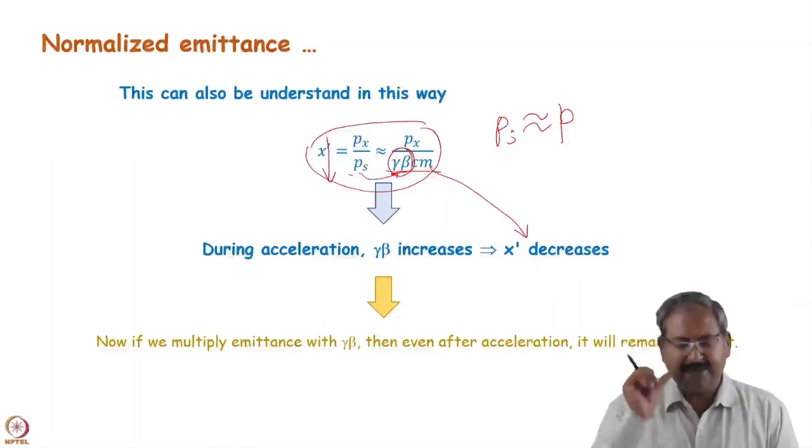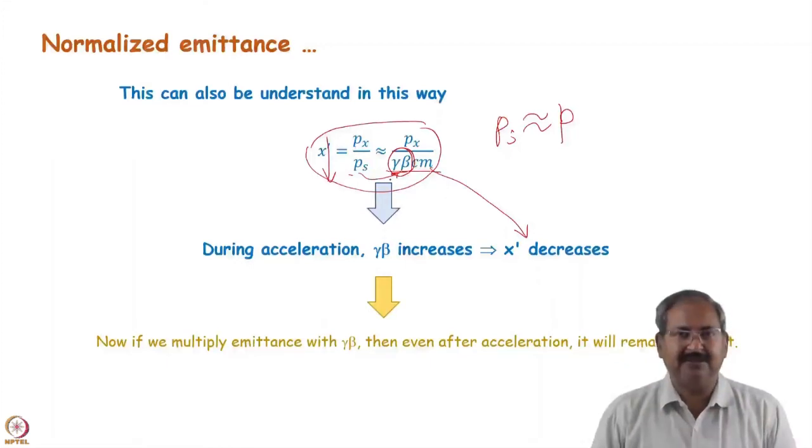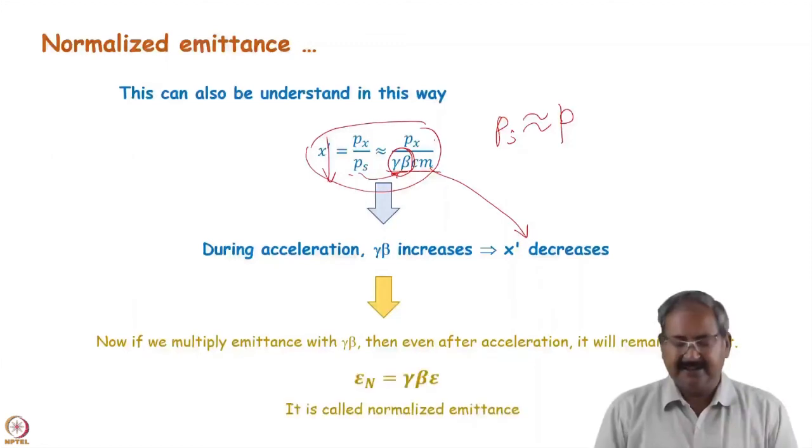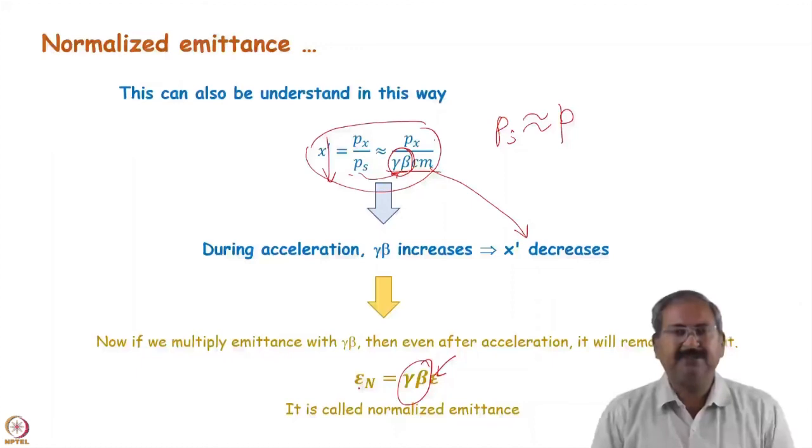So if we multiply the emittance with gamma beta, then it can remain constant. As gamma beta increases, it increases in numerator and denominator both, because we have multiplied the emittance with gamma beta, so the emittance remains constant. If we multiply emittance with gamma beta, this new term is known as the normalized emittance. So the normalized emittance remains constant even though we are accelerating the particles.